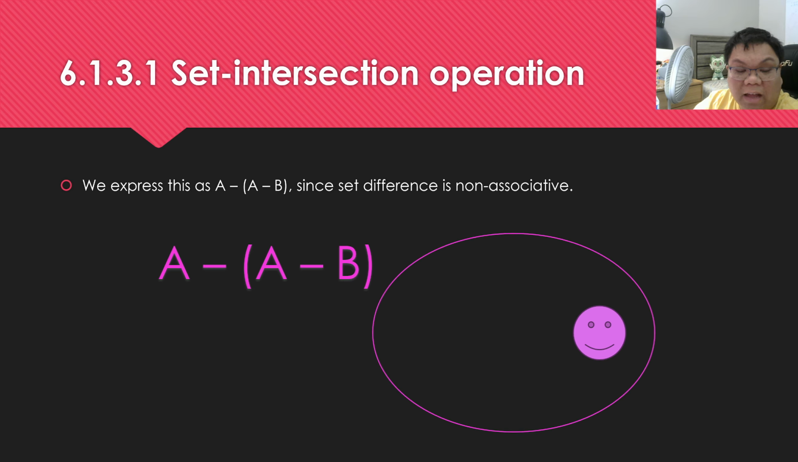This is because set difference is not associative. If you did instead A minus A, and then enclosed that in parentheses, you would get the empty set, which is not what we want. So set difference is not associative, so we must specify that the parentheses enclose A minus B, not A minus A.